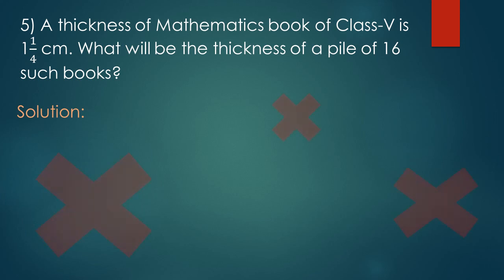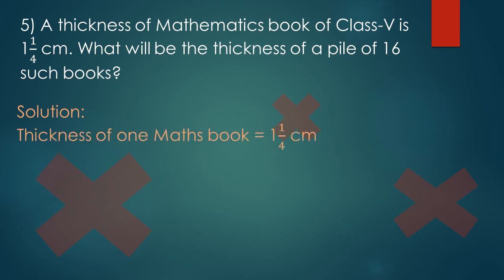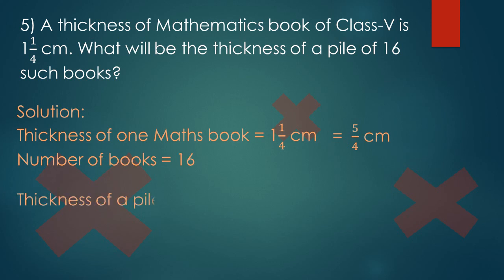So the first statement is thickness of one math book is equal to 1 1/4 centimeter, and 1 1/4 is a mixed number. So first we convert it into an improper fraction. 4 1s are 4. 4 plus 1 is 5. So the fraction is 5/4 centimeter. The second statement is number of books is equal to 16. And the third statement is thickness of a pile of 16 books is equal to 5/4 multiplied by 16/1.